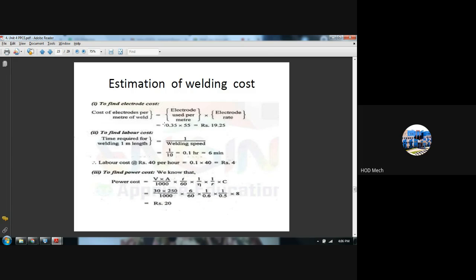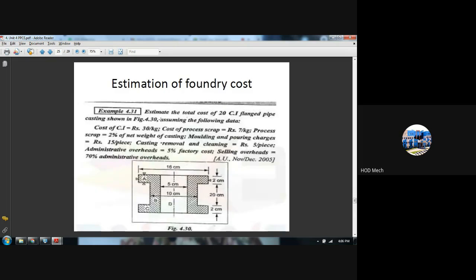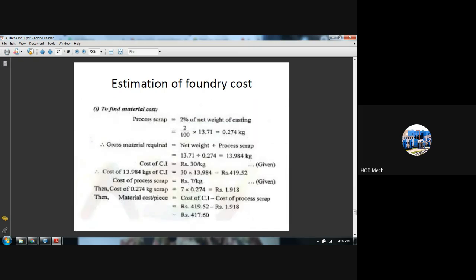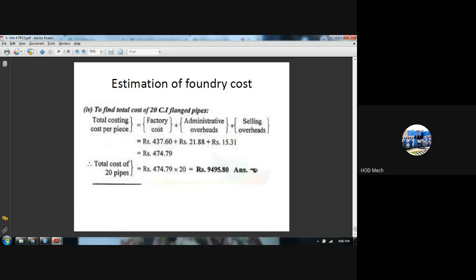The description mode followed to arrive at it, what formula they use, how they identify, is the very simplest mode. You can solve without any confusion. In step 1 you are going to find electrode cost, step 2 labor cost, step 3 power cost, step 4 overhead cost, step 5 welding cost. You will be finding the entire solution within 10 minutes. So this is how you are going to solve whatever problem you take. Okay, to find material cost, or labor cost, overhead cost, all of that. This is how it goes on.